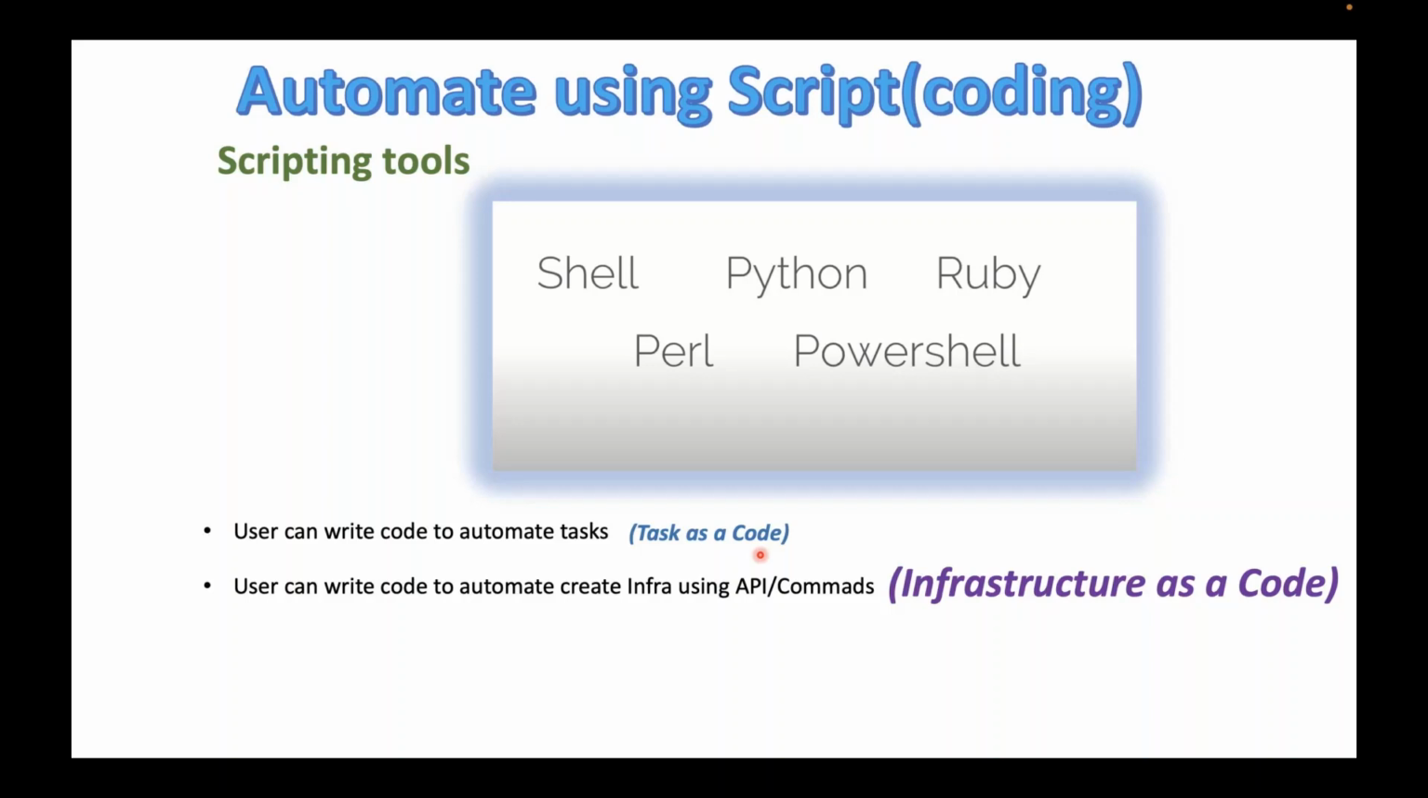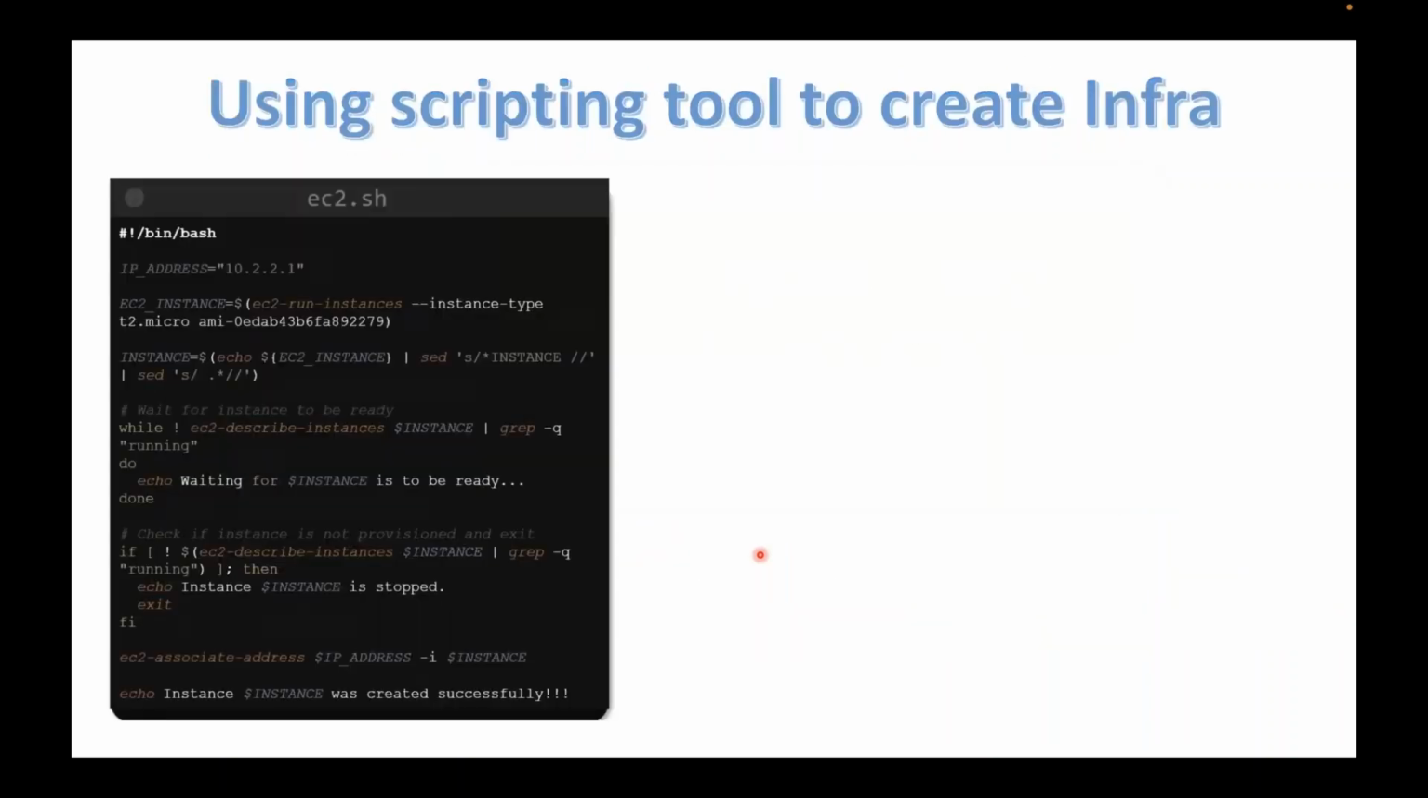Got it, Suresh. Task as code is nothing but an already deployed environment where we are doing some task. And infrastructure as code is nothing but building a new environment from scratch. Yes, that's perfectly correct. Thanks, Suresh.